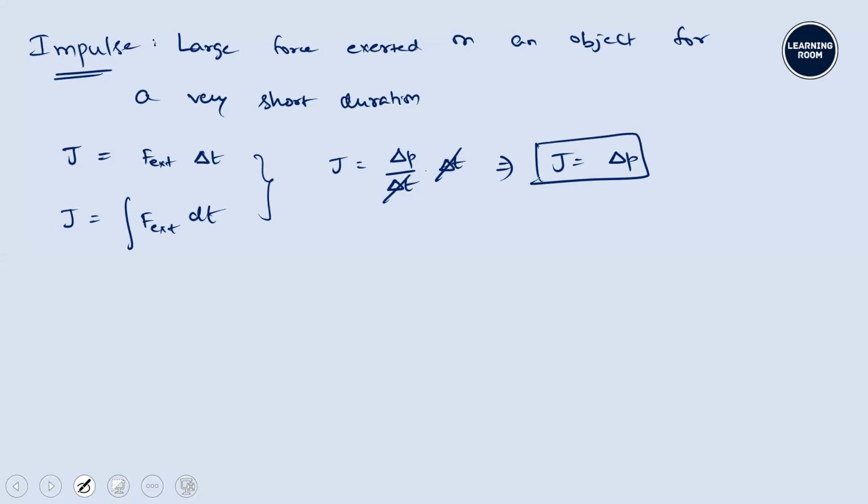So what is the meaning of this? If force is defined as the rate of change of linear momentum, then impulse is defined as only change of linear momentum. There is no rate. Delta T is gone. So force is defined as the rate of change of linear momentum, and impulse is defined as only change in linear momentum.